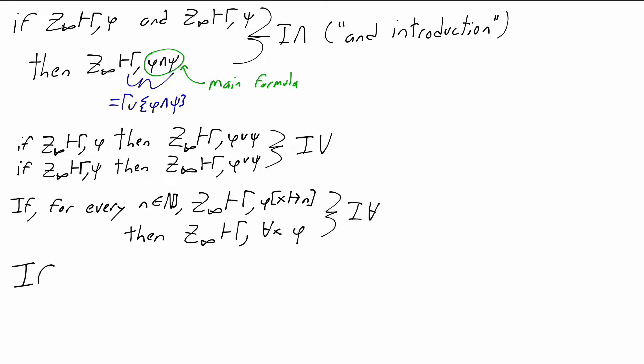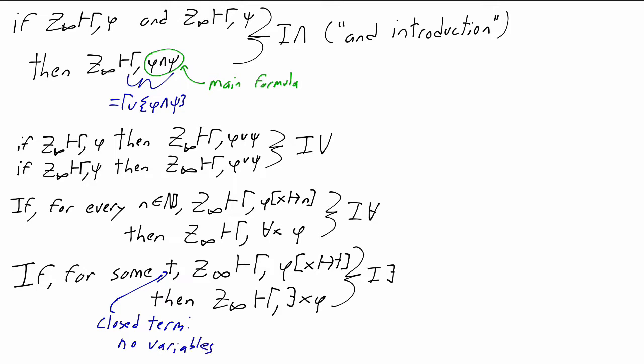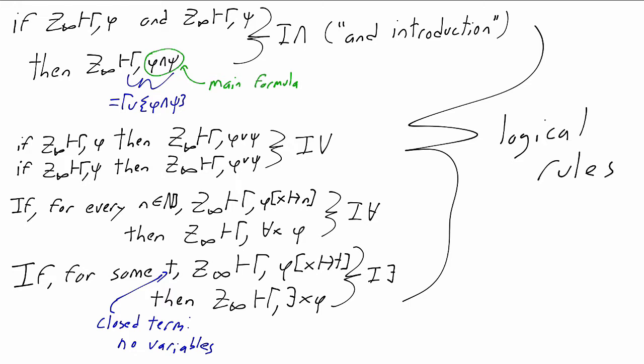The exists introduction rule is simpler. If we know that for a single term t, we've justified gamma together with phi of t, then we can justify gamma with exists an x phi. And of course, phi with x replaced by t should be a sentence, so t should be a closed term, a term with no variables itself. These four rules, collectively, are called the logical rules, because they're fundamentally about how the logical connectives and quantifiers behave.